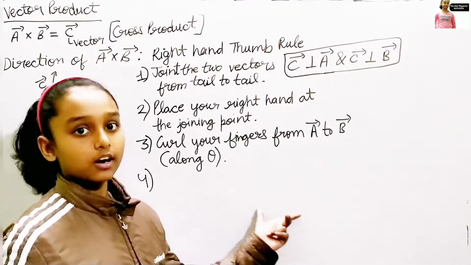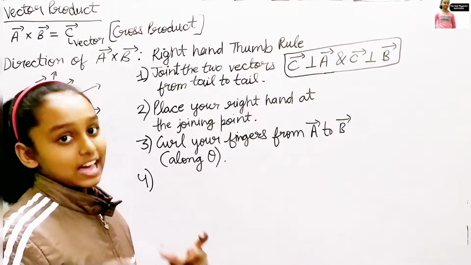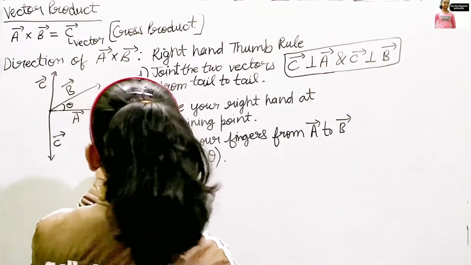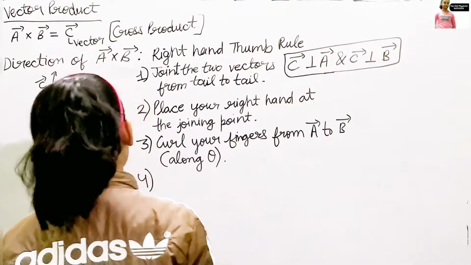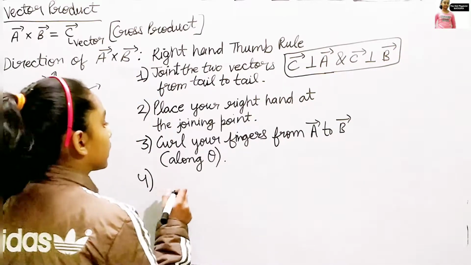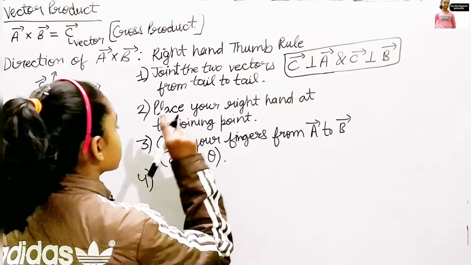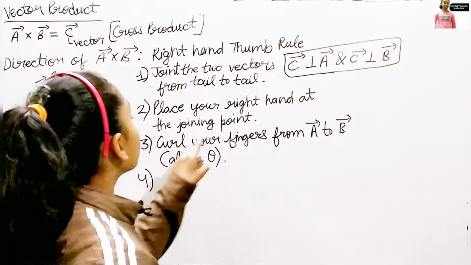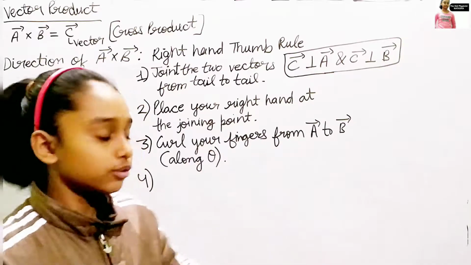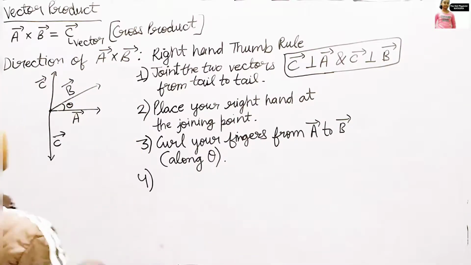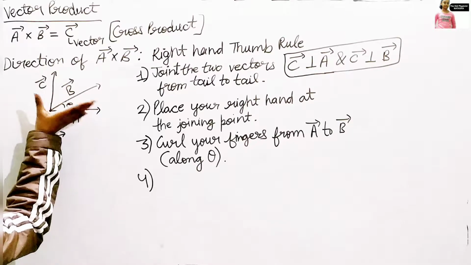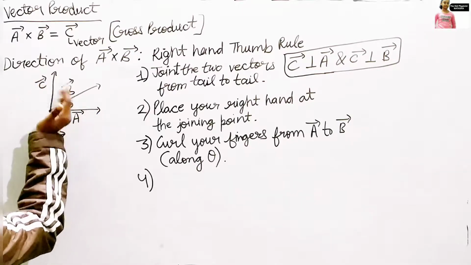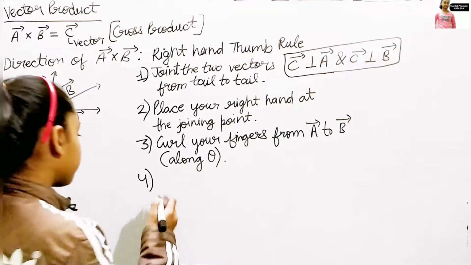Wait a second, let me write the fourth and last step, and then we will do it together. The third one was curl your fingers from A to B along theta. So it is saying curl your fingers from A to B. A to B, we have curled. Now what do we have to do?